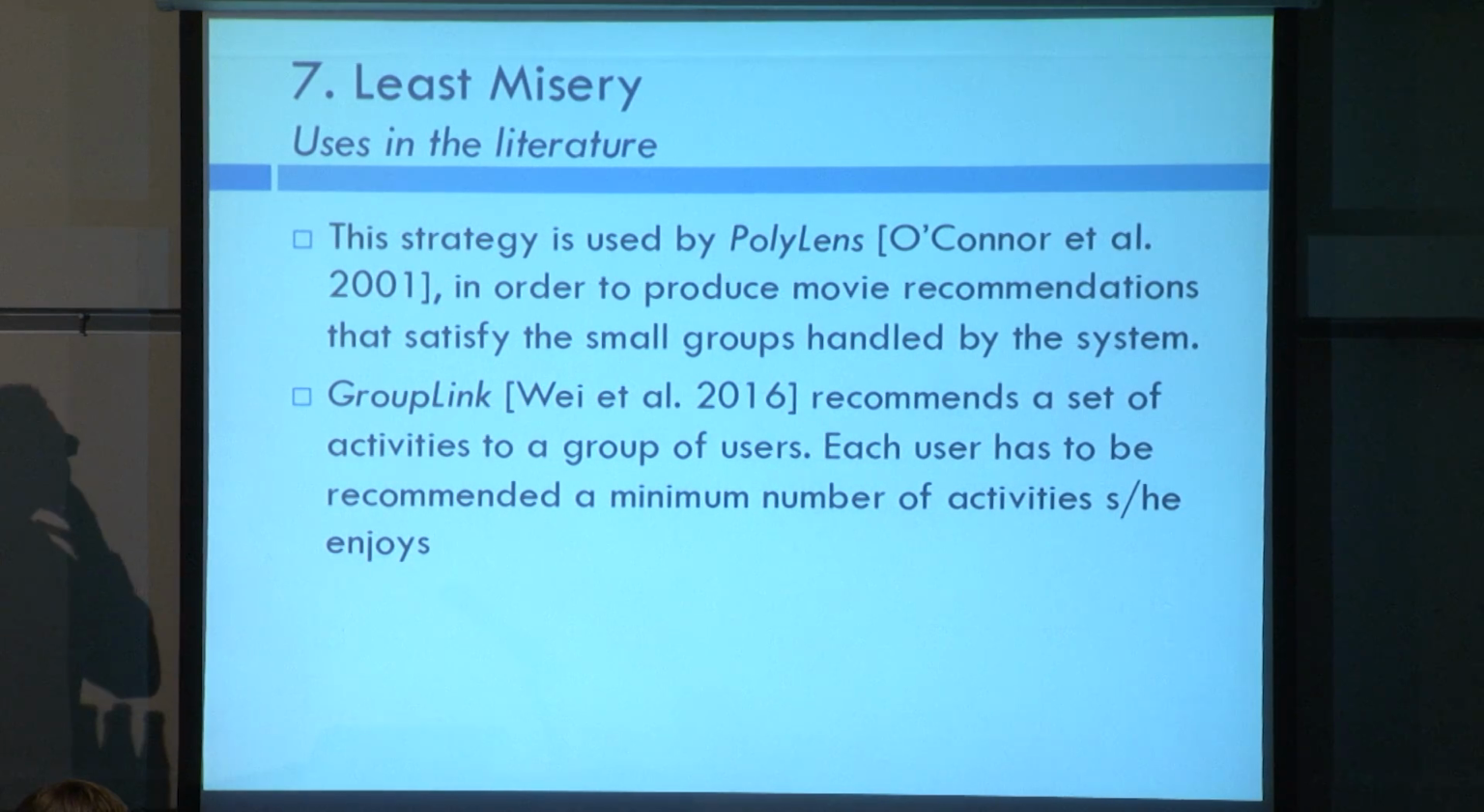The most famous paper that uses this strategy is PolyLens, which, as I said earlier, produces movie recommendations that satisfy the small groups that the system handles. Usually, the system works with groups composed of 2 or 3 people. Then there's this very recent approach, called GroupLink, which we're going to see also later, which recommends a set of activities to a group of users, and each user has to be recommended a minimum number of activities she enjoys.